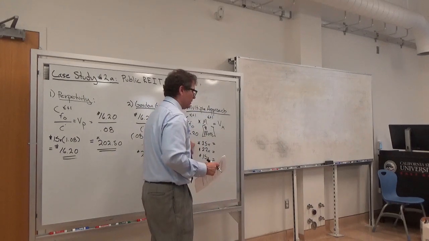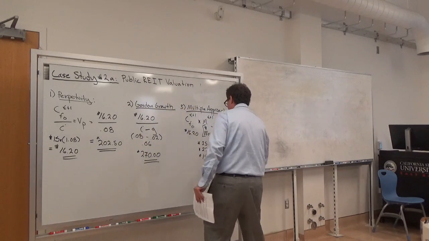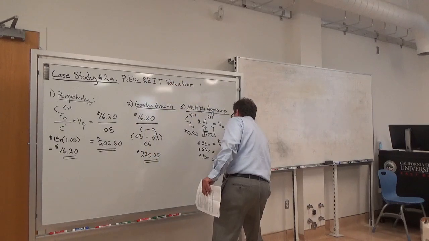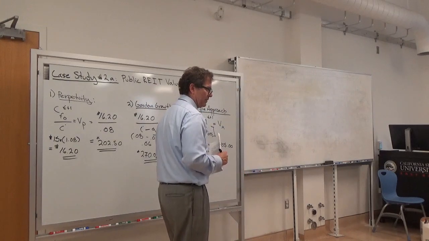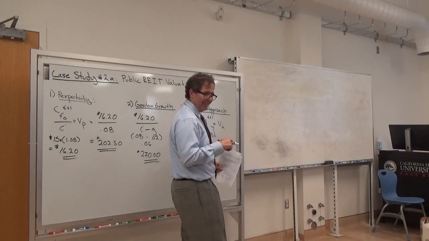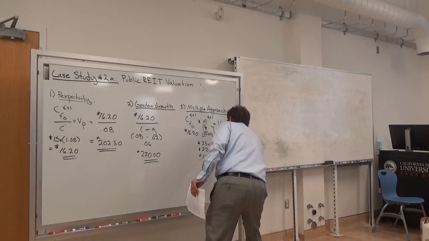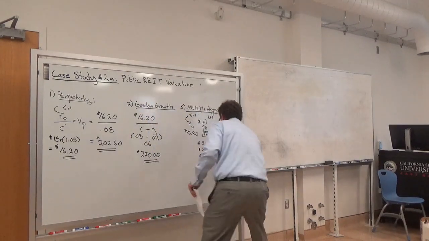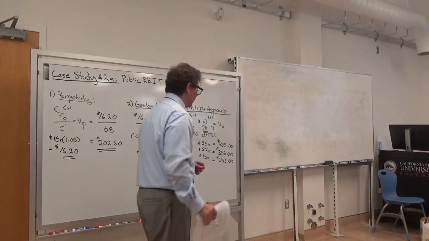So what's 1620 times 25? 405. And what's 1620 times 22? 356. Thank you. And then what's 1620 times 15? 243. Got it. Thank you. And which one would you use?